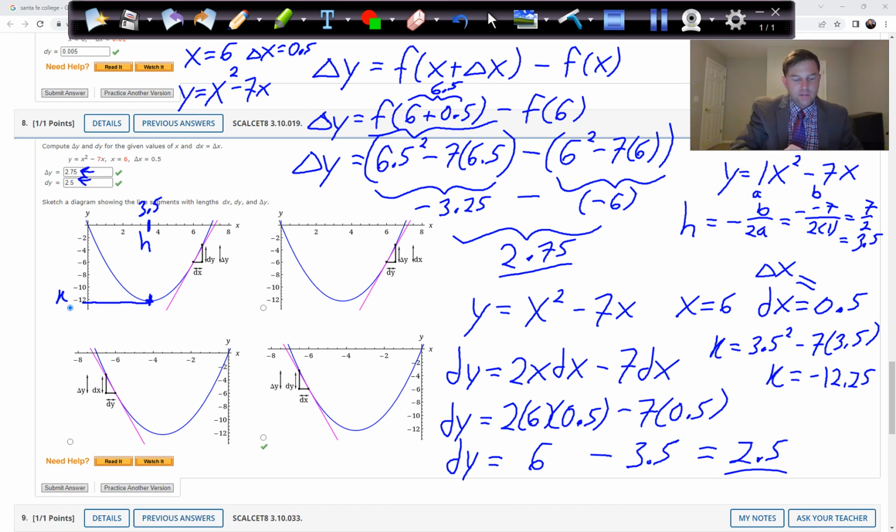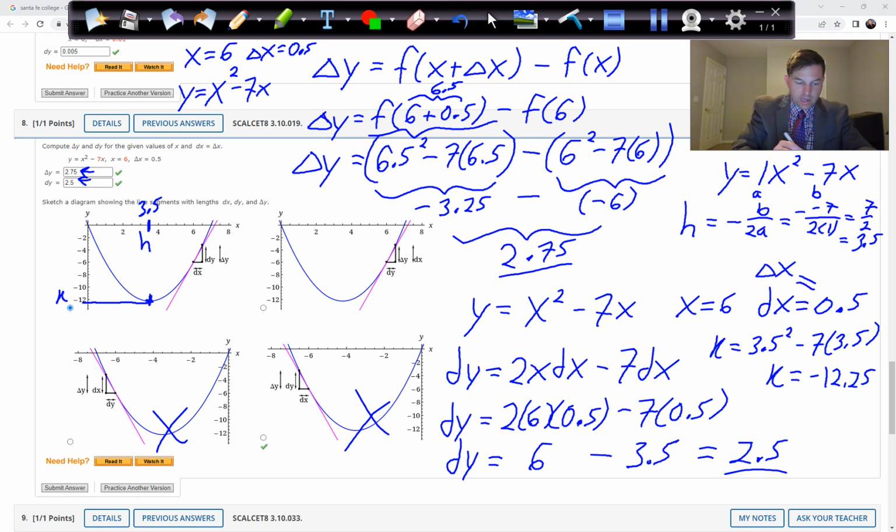Okay, so that identifies the vertex of the parabola, which is going to allow you to eliminate both of these down here. And then the only other part is to find the equation for the slope of this tangent line, which is governed by these del y and del x's.